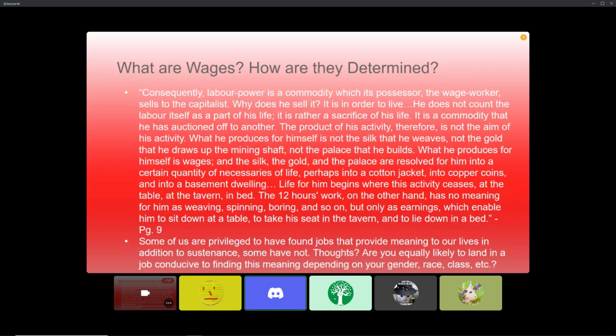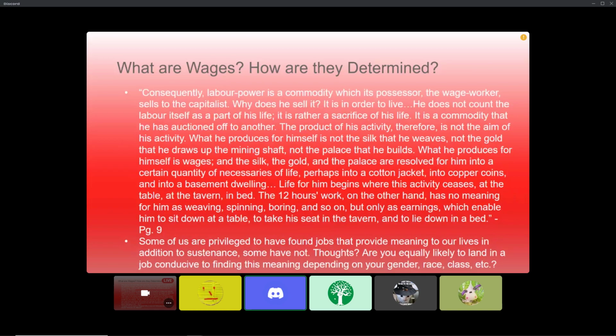So consequently, labor power is a commodity which its possessor, the wage worker, sells to the capitalist. Why do we sell it? It is in order to live. He does not count the labor as part of his life. It is rather a sacrifice of his life. It is a commodity that he has auctioned off to another. The product of his activity, therefore, is not the aim of his activity. What he produces for himself is not the silk that he weaves, or the gold that he draws up the mining shaft, not the palace that he builds.